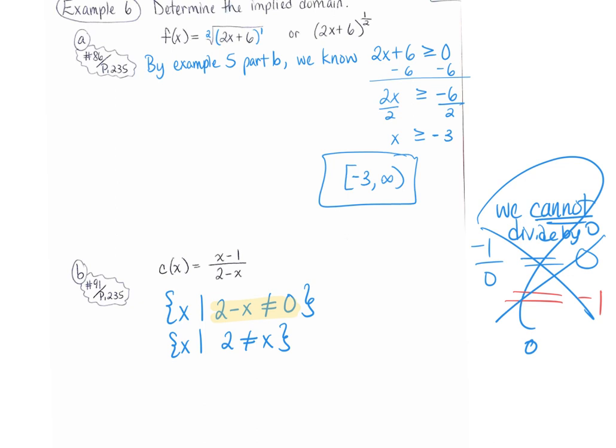How come you didn't move it to the other side instead of that? You can, whatever makes you happy. You can move the 2 to the right-hand side, and you'll get negative x equals negative 2, but then you have to divide both sides by negative 1, and you'll get the same thing. That's fine if you take that approach. So we get that our domain is all the numbers negative infinity to 2 union 2 to infinity. We do not have brackets at 2 because we said x cannot equal 2.